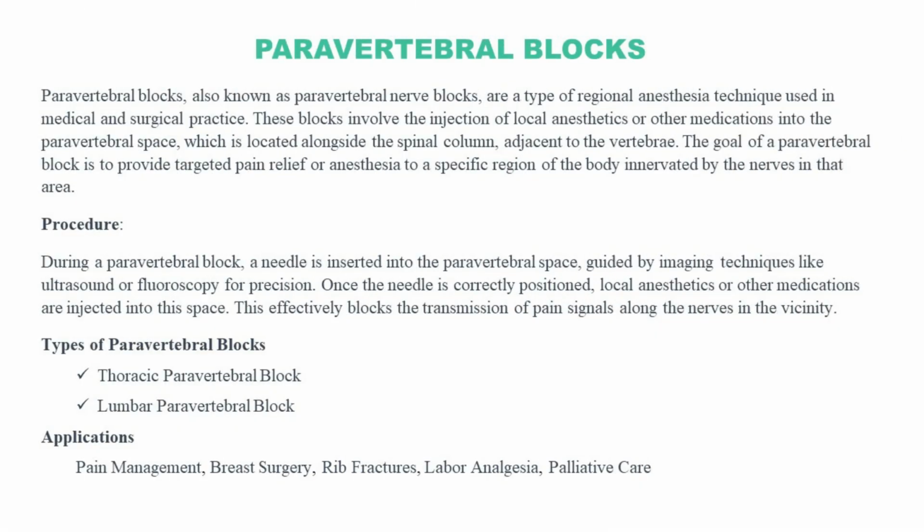Paravertebral blocks. Paravertebral blocks, also known as paravertebral nerve blocks, are a type of regional anesthesia technique used in medical and surgical practice. These blocks involve the injection of local anesthetics or other medications into the paravertebral space, which is located alongside the spinal column, adjacent to the vertebrae.